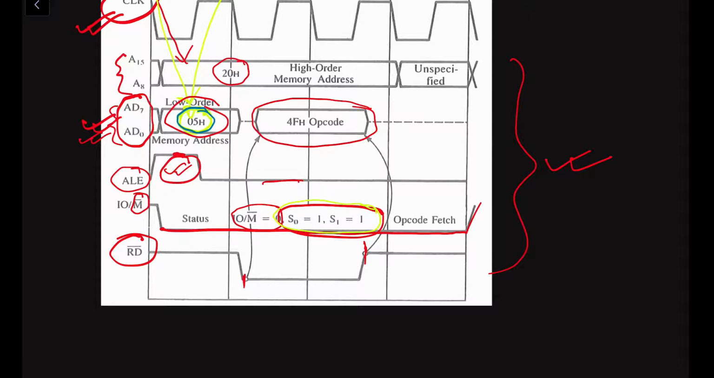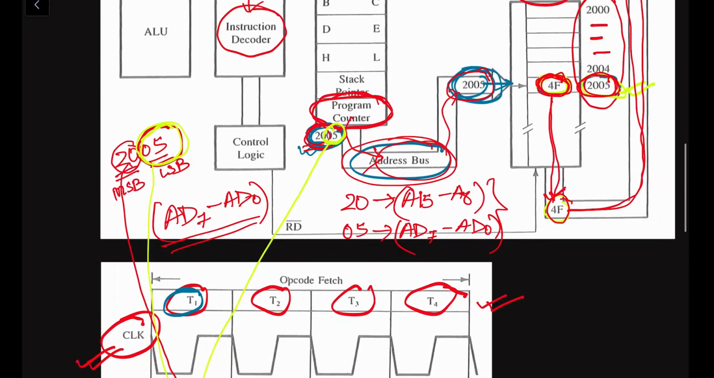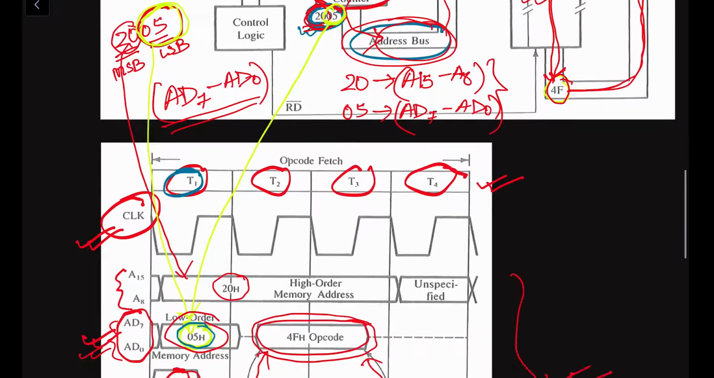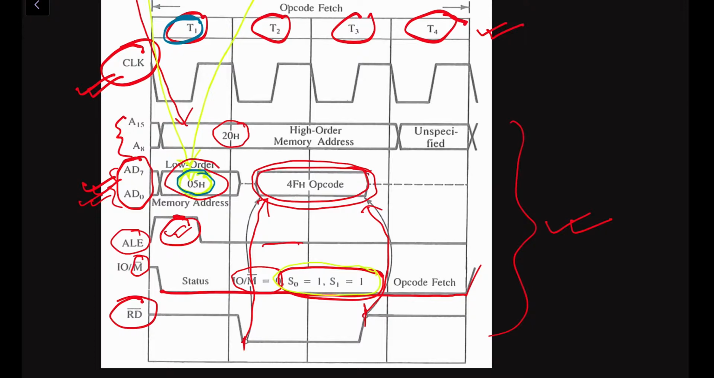So for this read operation, see the data, it is now reading. See, data is being read. This is the data available in the memory address. This 4F was the data. This data is now on the data bus. So this 4F is the data.